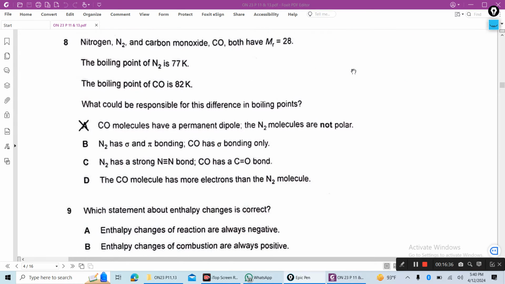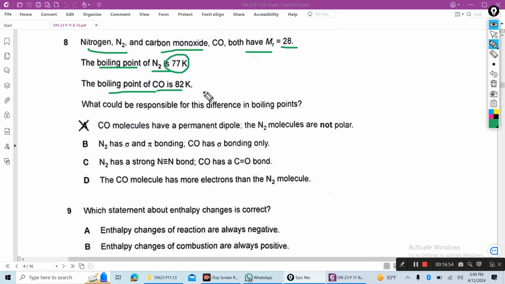Next, nitrogen and carbon monoxide both have molecular mass 28. The boiling point of nitrogen is 77 Kelvin. The boiling point of carbon monoxide is 82 Kelvin. What could be responsible for this difference in boiling points? Why is this different? The answer is A.